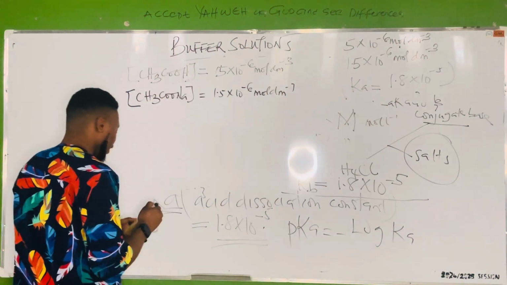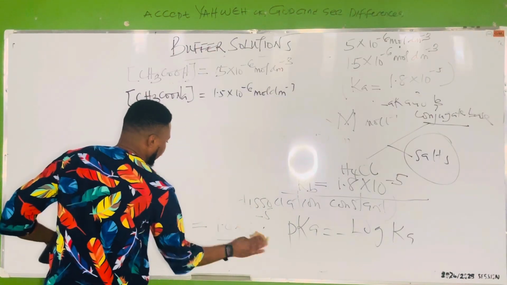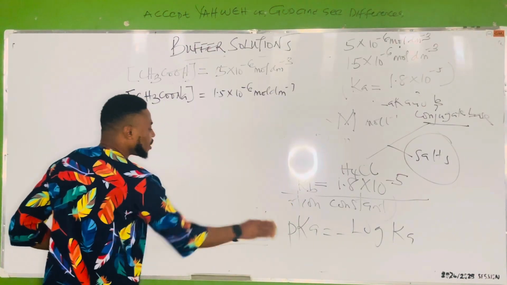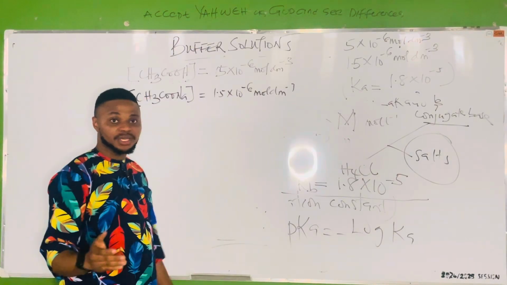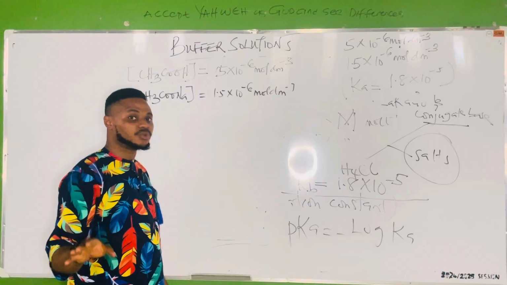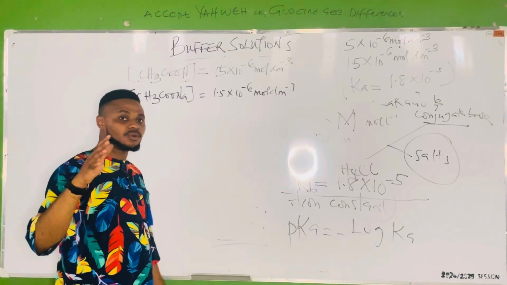All right. So it's very important to note that when it comes to pH, normally pH is the negative logarithm of hydrogen ion concentration, but here it's not normal pH we are looking at. We are not looking at the pH of a normal concentration. We are looking at the pH of a buffer solution. That's why we must use the Henderson-Hasselbalch equation.